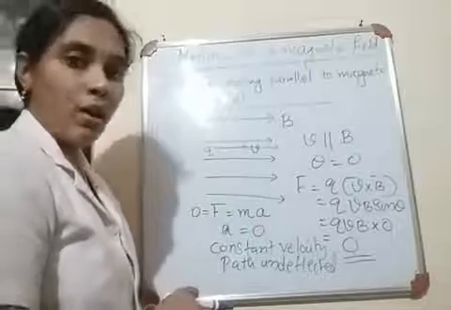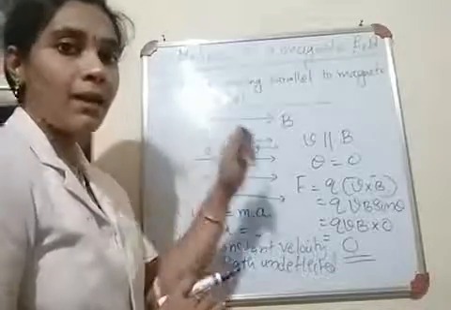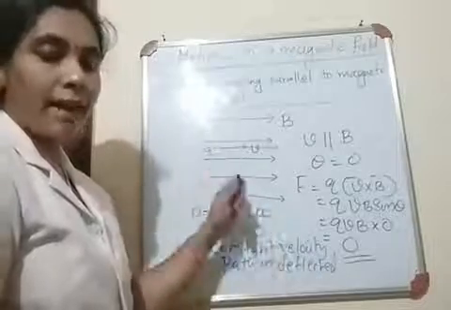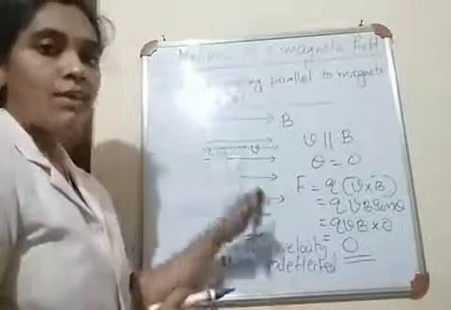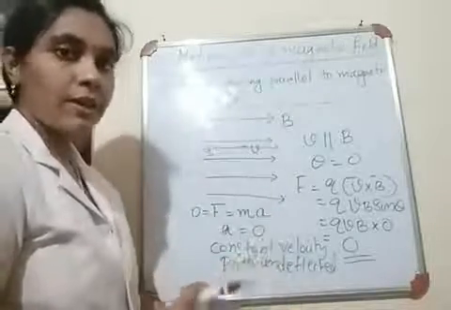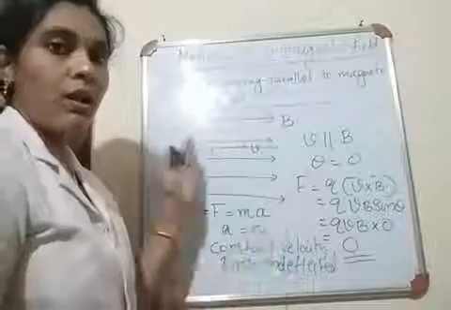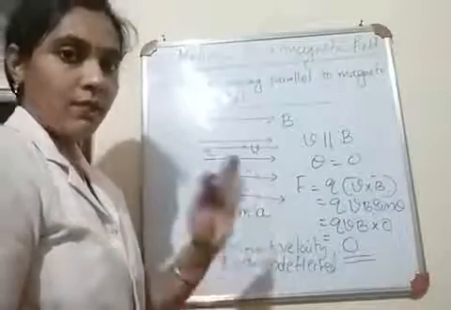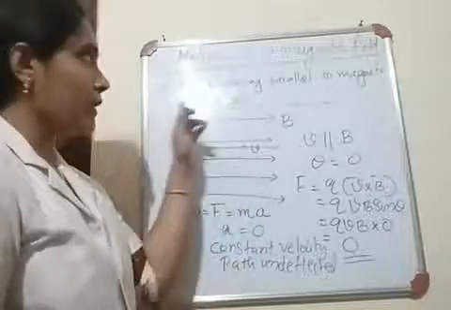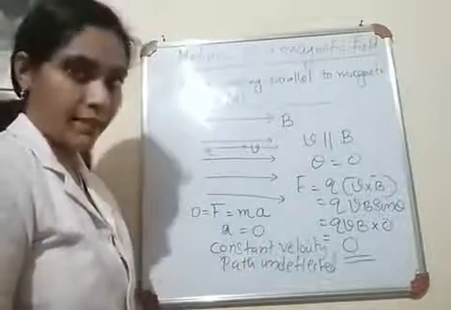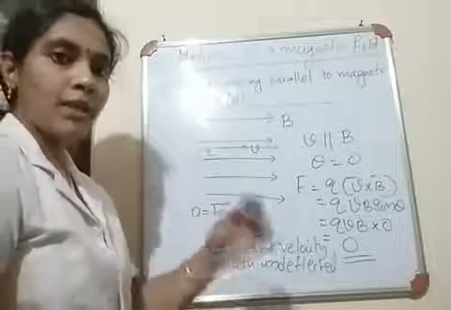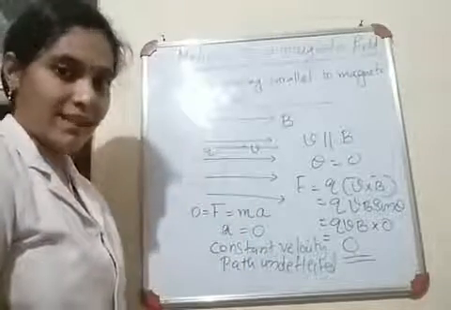Why? Because it enters parallel to the magnetic field. So whenever a charged particle enters parallel to the magnetic field, the force acting on that particle will be zero. Acceleration will be zero. So the particle moves with constant velocity without any change in its direction. So this is the case when the particle moves parallel to the magnetic field. Now what happens when the particle moves perpendicular to the magnetic field? Let's see.